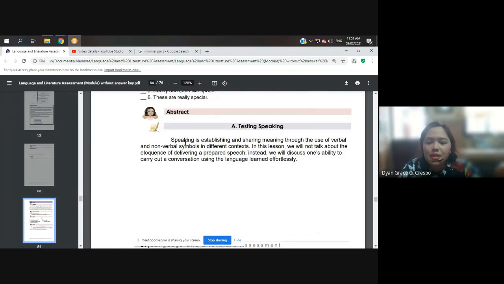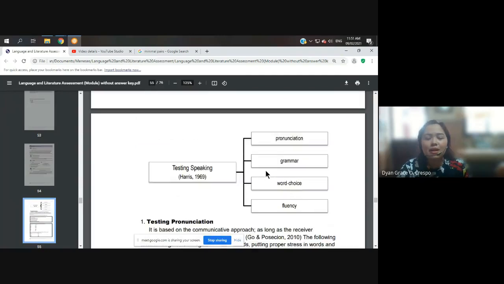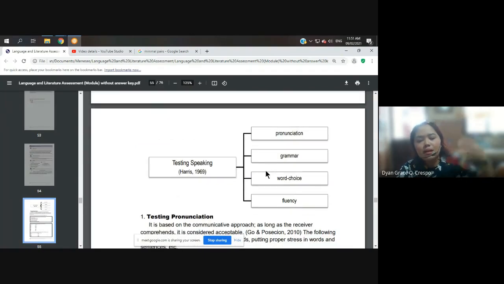Speaking: establishing and sharing meaning through the use of verbal and nonverbal symbols in different contexts. In this lesson, we will not talk about the eloquence of delivering a prepared speech. Instead, we will discuss one's ability to carry a conversation using the language learned effortlessly. So, testing speaking, according to Harris 1969, the things that you will test would be pronunciation, grammar, word choice, and fluency. Okay, those four are the different things that you need to check.